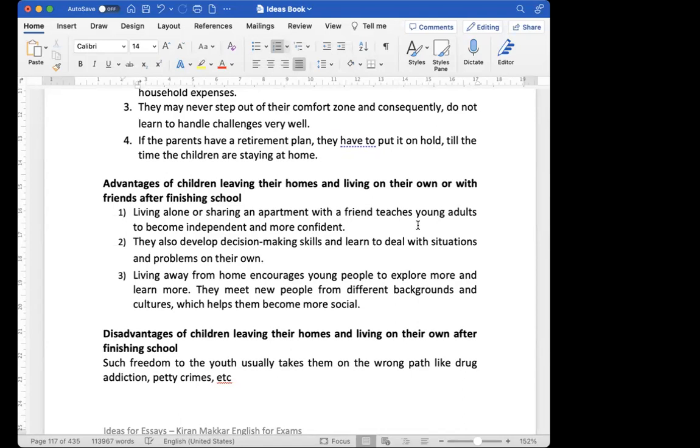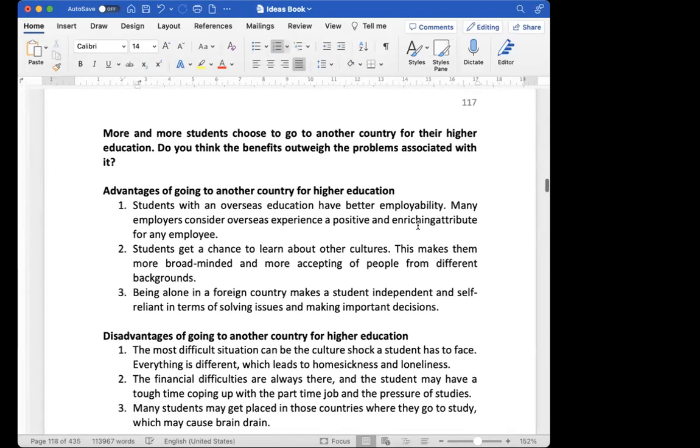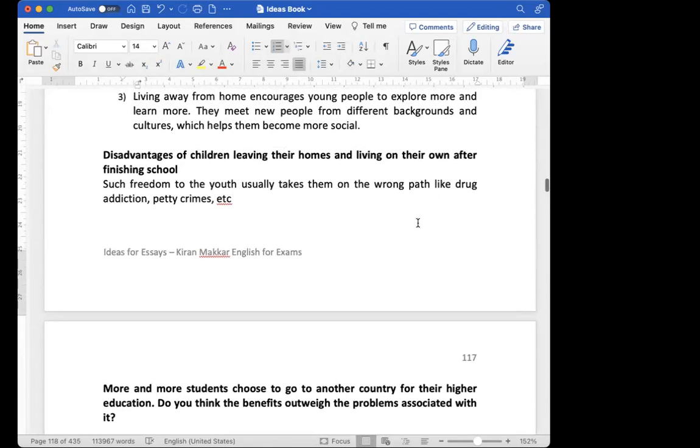And what are the disadvantages of children leaving their homes and living on their own after finishing school? Such freedom to the youth usually takes them on the wrong path, like drug addiction, petty crime, etc. So we are talking of young children. Just after school, at the age of 18, they start living alone with their friends. Okay, this is that essay. Then, petty crime means? Petty means small crime, like pickpocketing, shoplifting, chain snatching. Okay. Right.